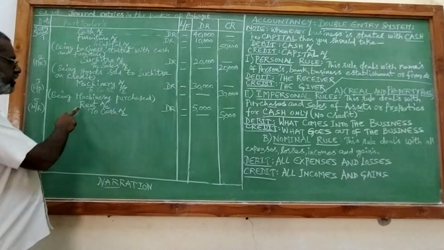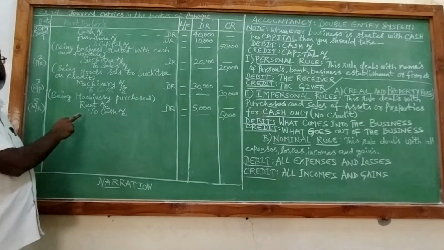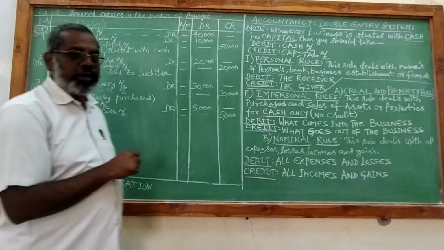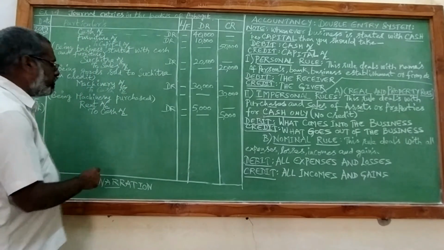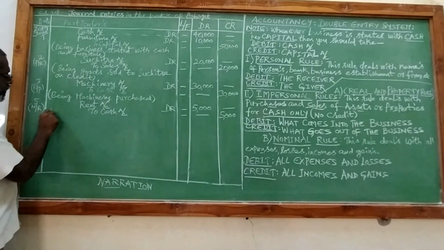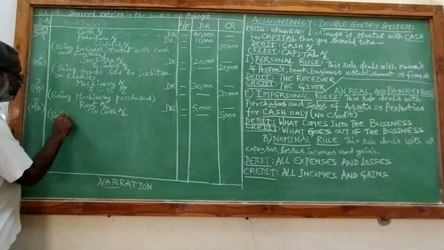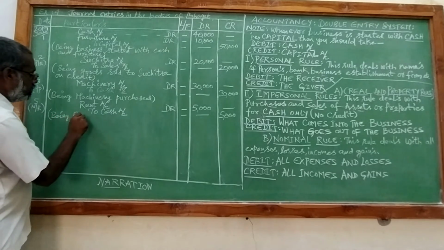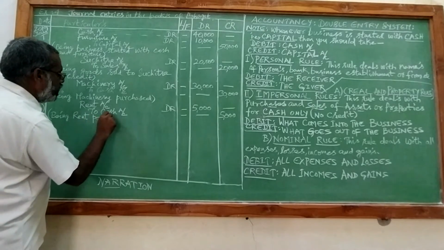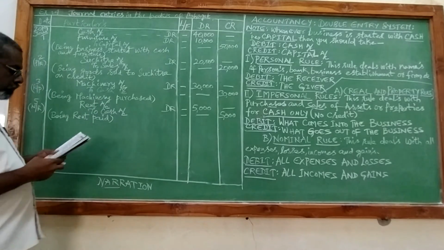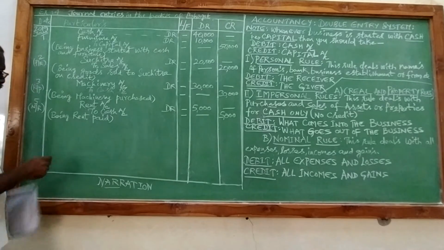After writing this journal entry, we will write a statement for what purpose you have recorded it. That statement is called narration, and it will start with the word being: Being rent paid.